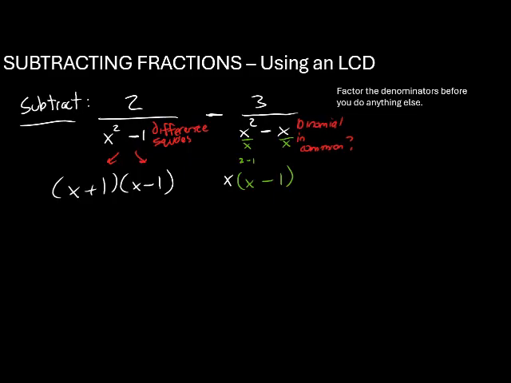Now let's have a look at our denominators. We have a binomial, x plus 1. We have another binomial, x minus 1. We have a monomial, x, and then we have a repeated binomial, x minus 1, which we've already seen before. If we're going to try to write an LCD, that LCD must contain the monomial I've circled in red and both binomials.